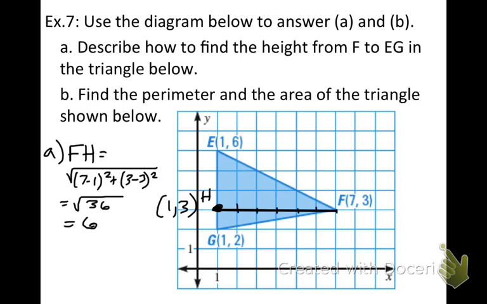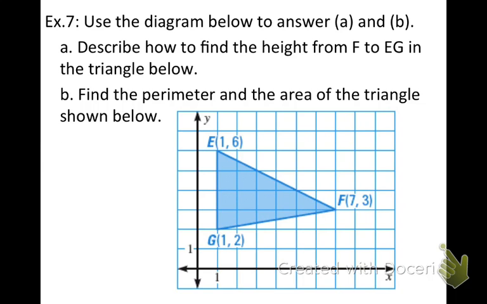B, find the perimeter and the area of the triangle shown below. If I clear the screen here, the perimeter, as we saw in the last example, is going to be the distance around this figure. We'll have to figure out the distance between the vertices. So the distance EF is going to be the square root of 7 minus 1 squared plus 3 minus 6 squared.